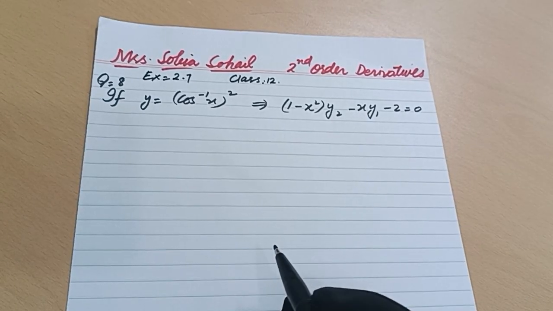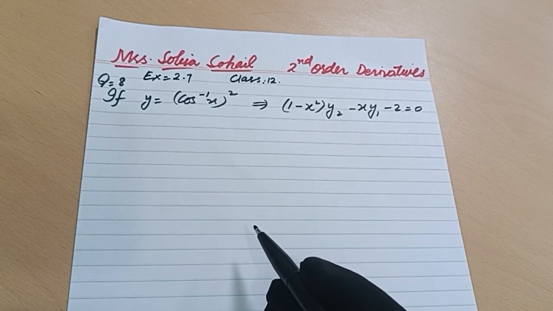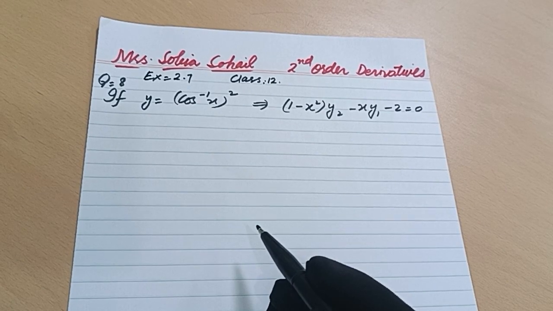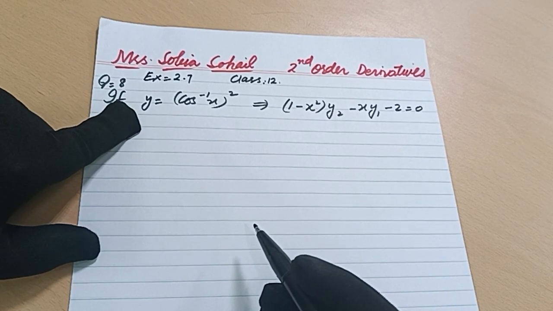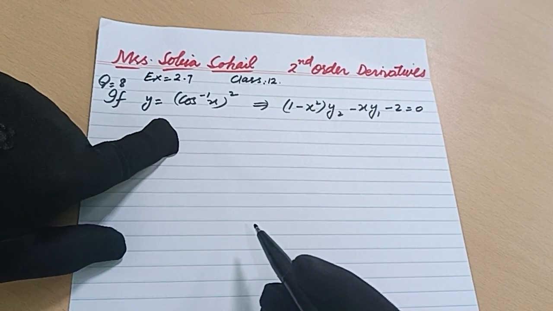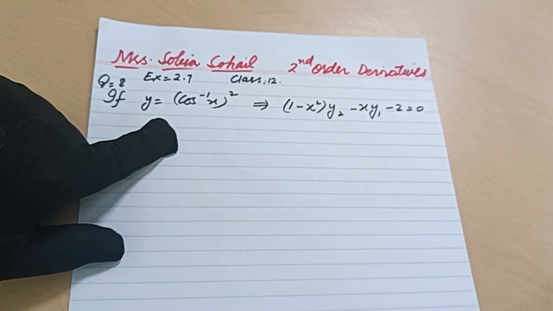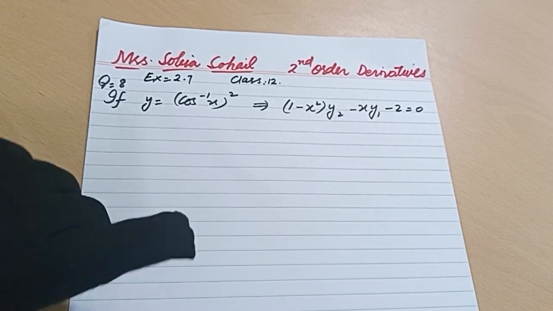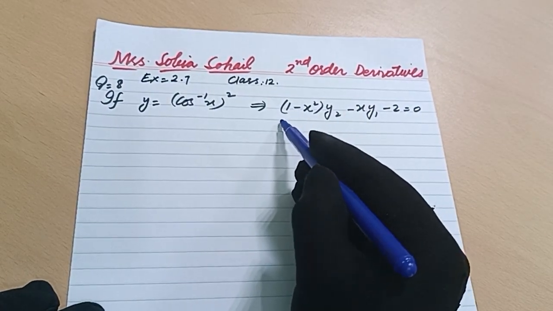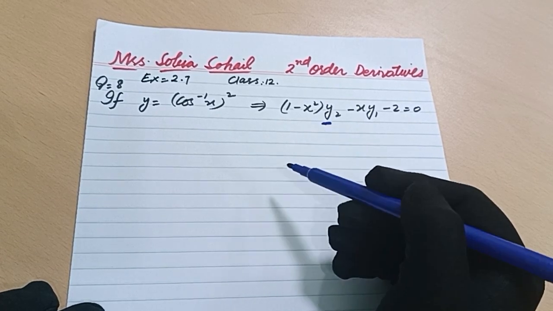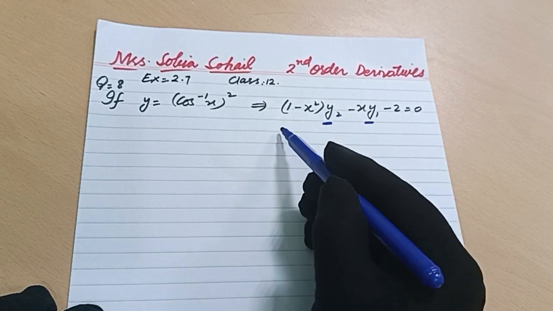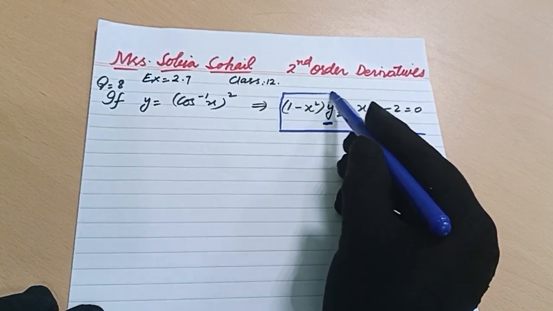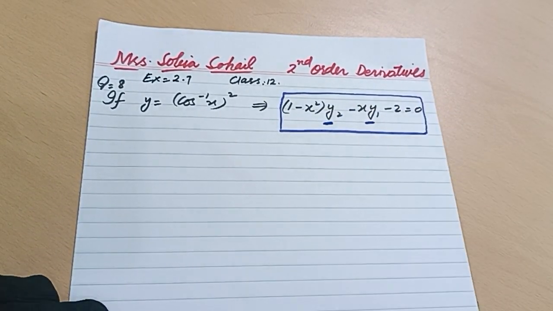Whenever you are taking the first derivative, in the same way you can take the second derivative also, according to the same rules for differentiation. We have the function y equals cos inverse of x, whole square. Then to find the proof, we must take the second derivative, y2 means second derivative and y1 first derivative, then we have to prove this one. This is our required formation to make.